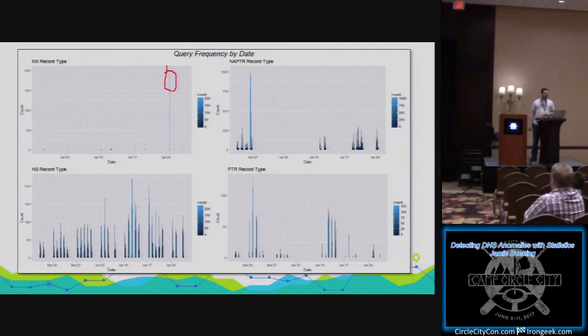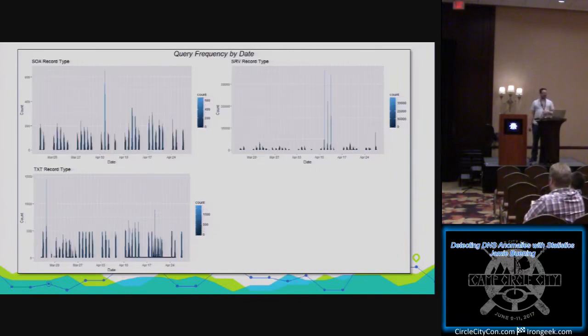The other ones are a little bit odd and not as consistent as the A and quad A's. And then we get here the SOA again. It's pretty clear that there's an anomalous event going on here from the counts. So we might want to see what was going on that day, that hour, on the network, and see what systems caused those to be generated that high.